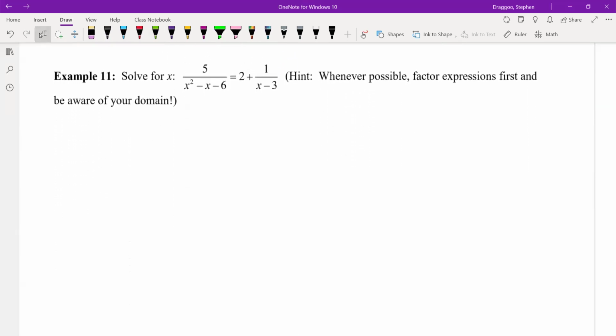And this guy, solving it for x. I need to multiply my least common denominator all the way through. And it might be helpful here to first factor the part on the left, factor that denominator down there. So x squared minus x minus 6 looks like x minus 3 times x plus 2, and it's equal to 2 plus 1 over x minus 3.